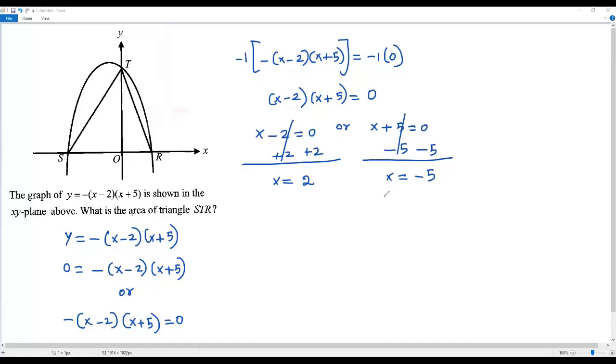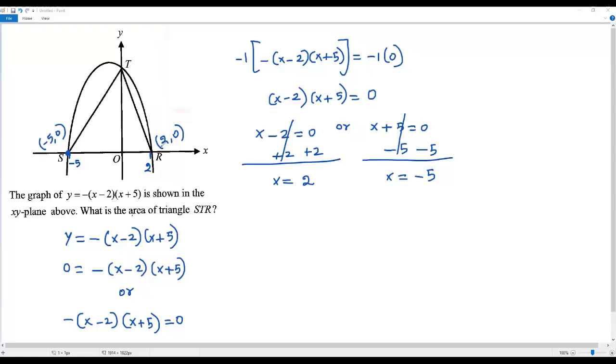Okay, I got the two x-intercepts. The first x-intercept is 2 and the second x-intercept is negative 5. The x-intercept on the left side of the origin has to be negative. The x-coordinate at this point is negative 5, so in terms of a point it will be (-5, 0). The x-intercept on the right side of the origin has to be a positive value. So we can consider this 2 as the x-coordinate, and as a point it will be (2, 0). Now we have the two x-intercepts.